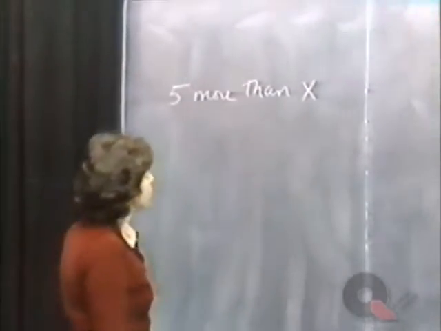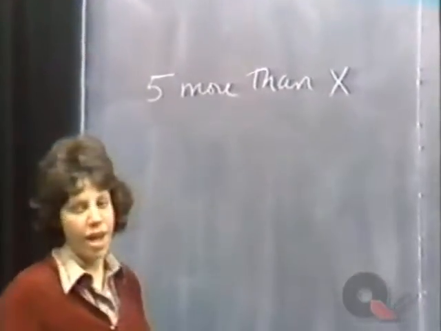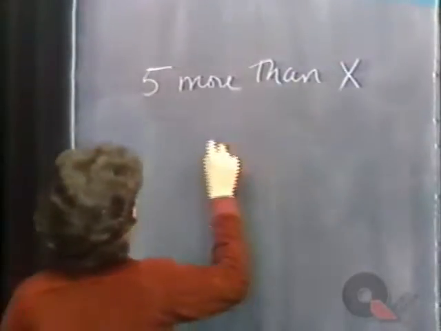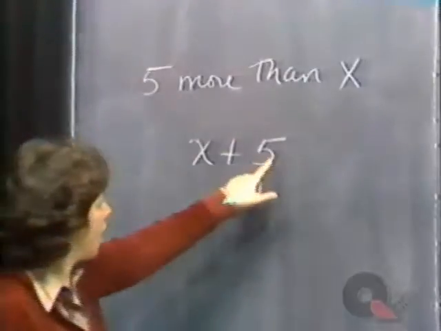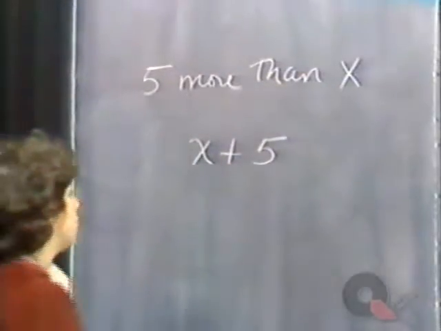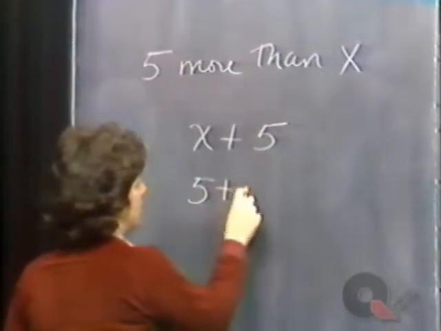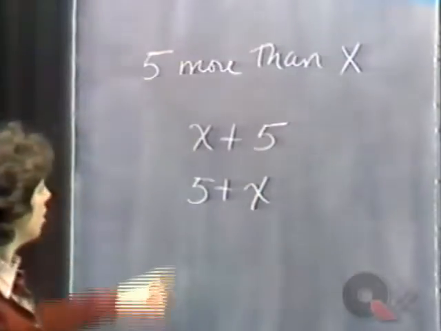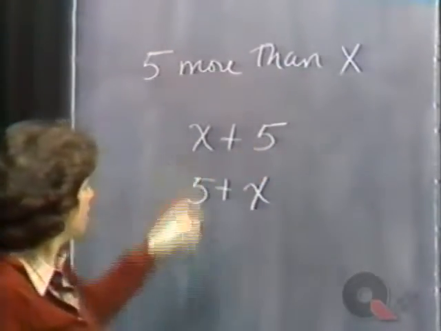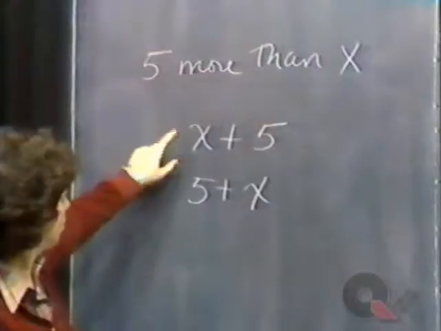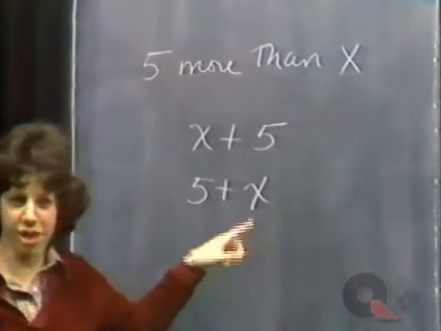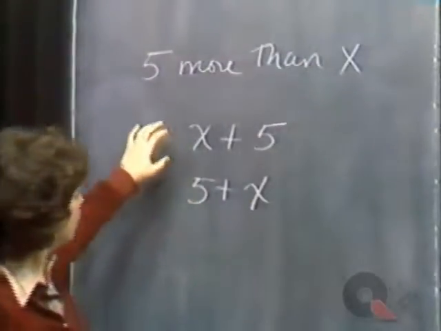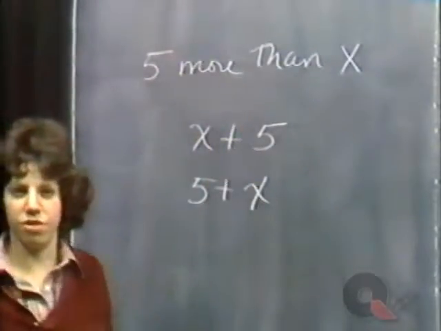5 more than x, 5 more than a number x. You could say x plus 5. Also, you could write 5 plus x. I prefer the first representation. Although these are the same, x plus 5 equals 5 plus x, because addition is commutative, it's usually more convenient to put the variables first.